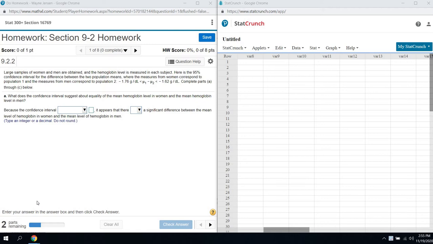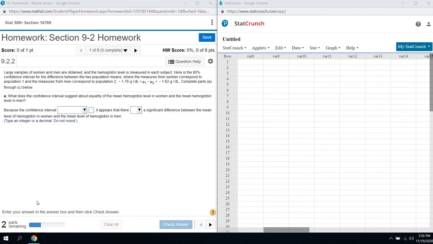It says large samples of women and men are obtained and the hemoglobin level is measured in each subject. Here is the 95% confidence interval for the difference of the two population means, where the measures from women correspond to population 1 and the measures from men correspond to population number 2. So when they did women's minus men, the result was negative. That means the man is higher. And notice that the whole range is negative. Complete parts A through C.